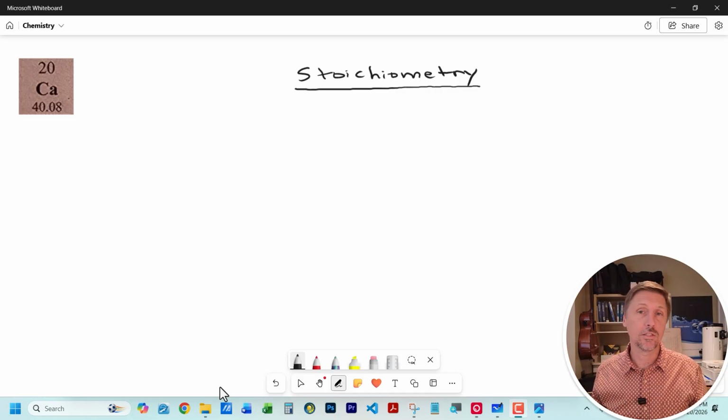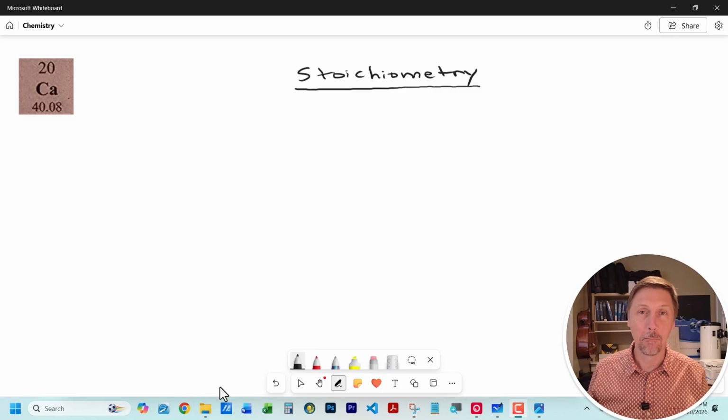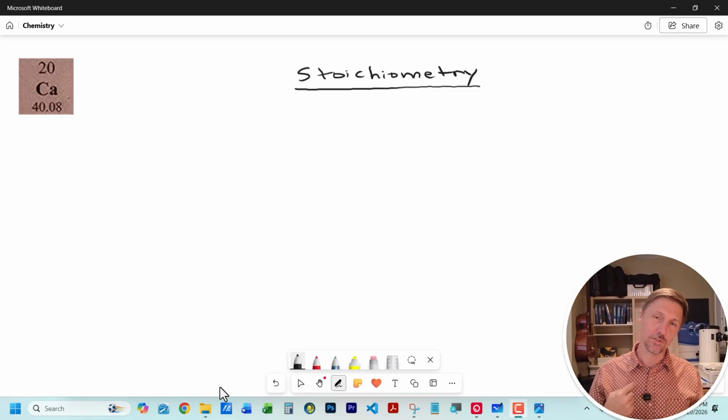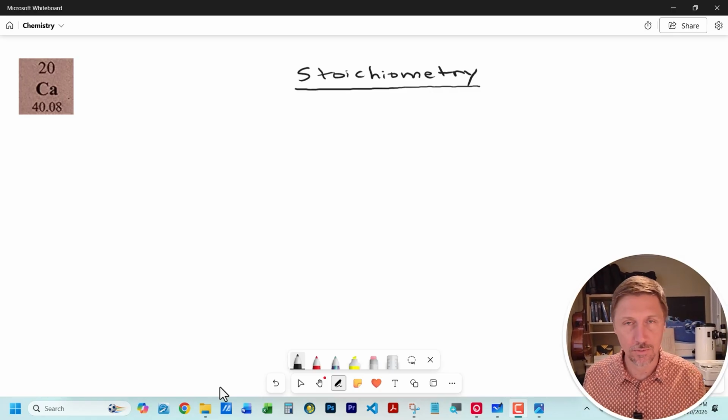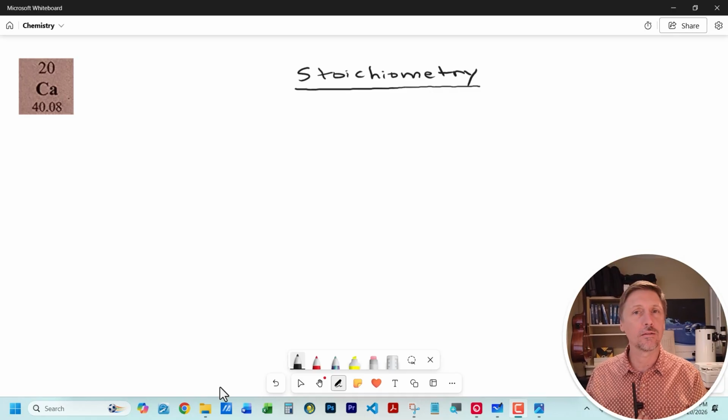This word at the top of the page, you may or may not have heard the word before. Stoichiometry, a word that strikes fear into the heart of many chemistry students, but not my chemistry students, because we're going to see this is actually a pretty simple idea. There's nothing difficult about it. It involves a little bit of mathematics, but we're talking simple mathematics.